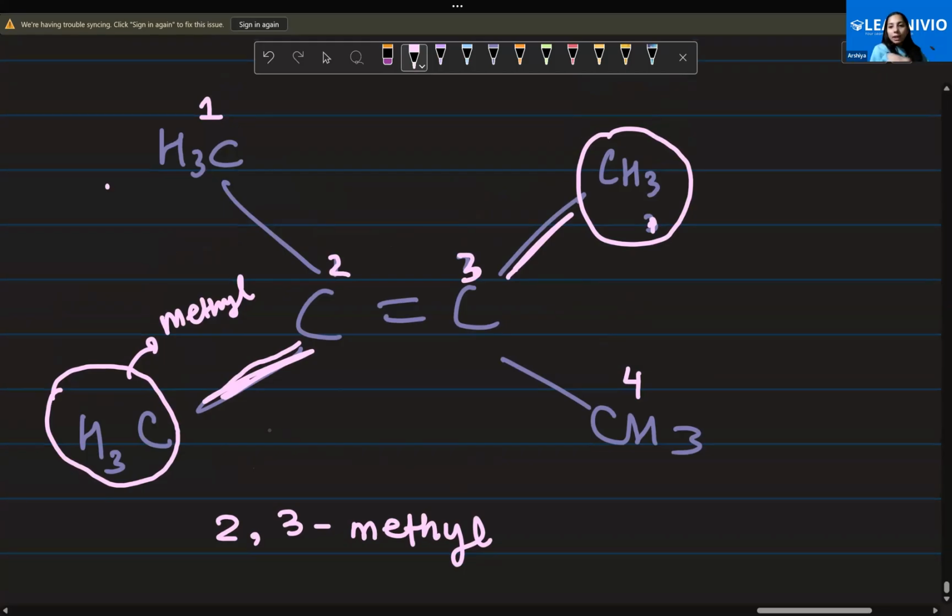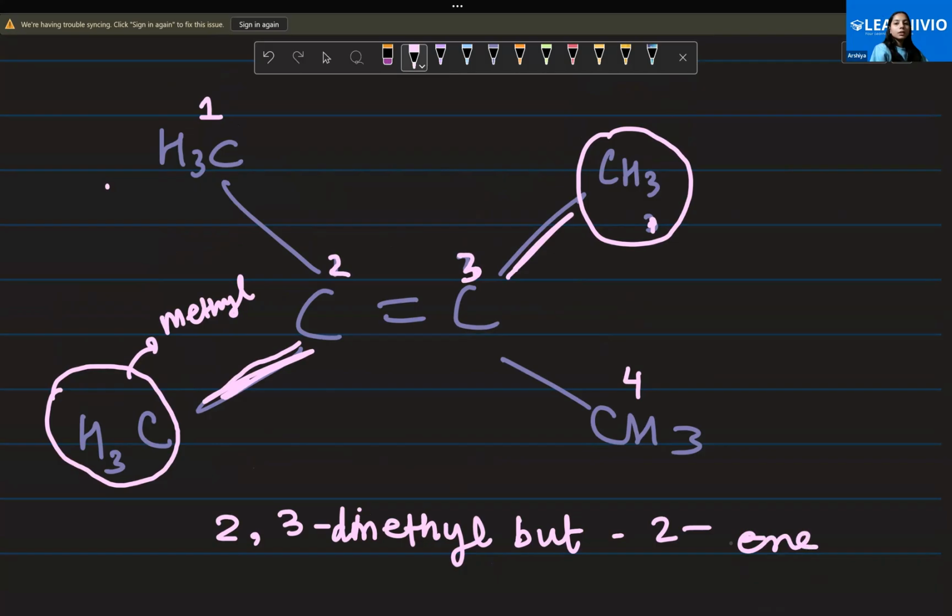Now we have to name the main chain. I can see that there are 4 carbons, so it's going to be a butane. The root is going to be but, and there is a double bond at 2. So it's going to be but-2-ene. So 2,3-dimethyl actually. I didn't add the di because there are 2 methyls. 2,3-dimethylbut-2-ene. Clear? Do you still have a doubt?